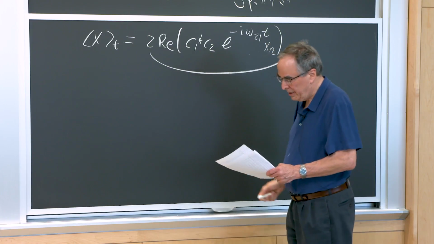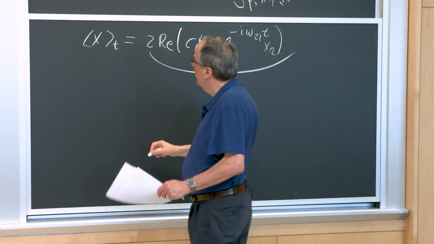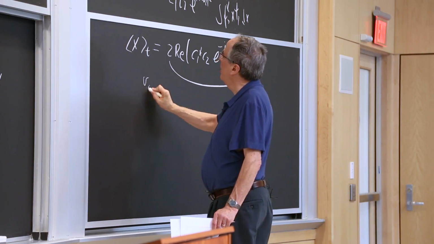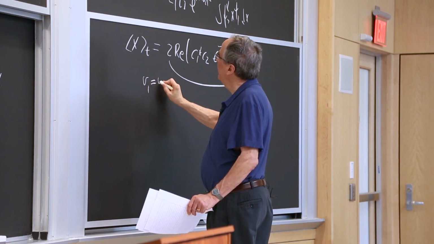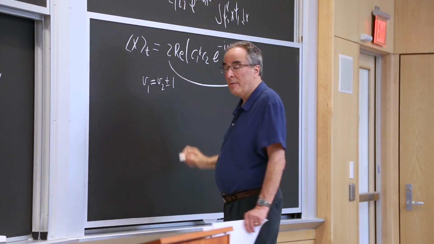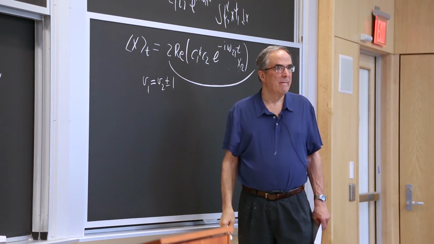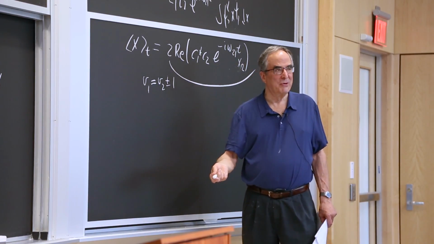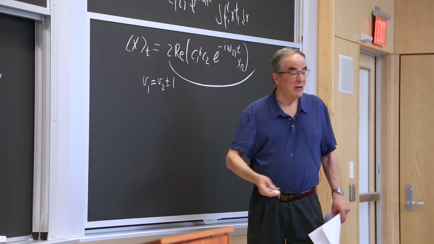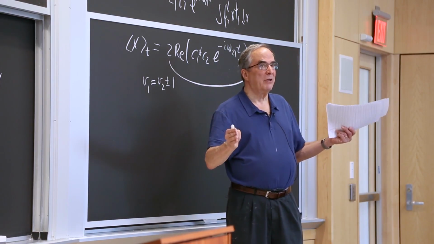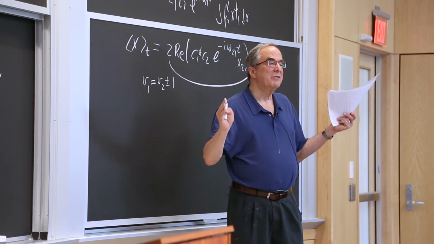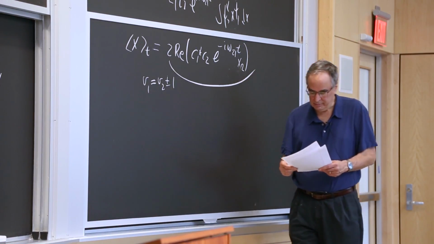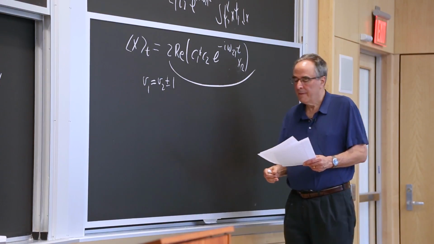And so the only time we get motion is if V1 is equal to V2 plus or minus 1 for the harmonic oscillator. For the particle in a box, there are different rules. And often for these simple problems, you want to go through in your head all of the simple cases.